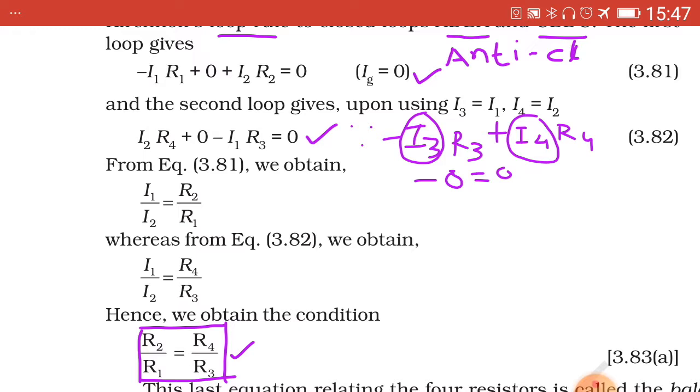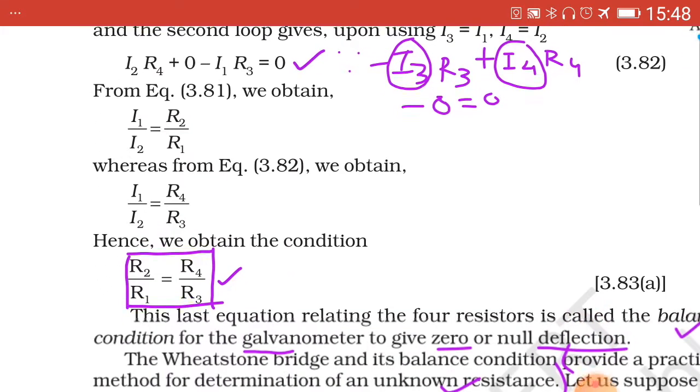We already obtained those two equations. From the first one, I1 upon I2 equal to R2 upon R1 and I1 upon I2 equal to R4 upon R3. Now again comparing those two sets of equations, we have I1 upon I2 both in LHS, so again RHS will be equal to RHS, so R2 upon R1 will be equal to R4 upon R3. The equation has been tick marked and a box has been made.